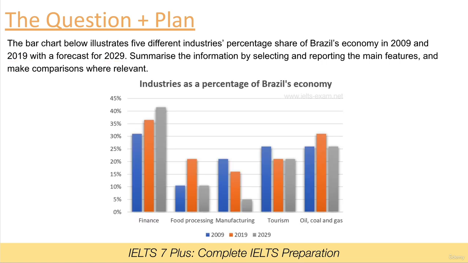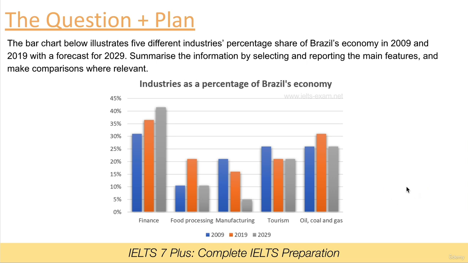Okay, so let's bring in the bar chart itself. Here we go. On the x-axis here, we have the industries. We have finance, food processing, manufacturing, tourism, oil, coal and gas, sorry. Okay, and then on the y-axis, we have the percentage. So it goes from 0 to 45%. And then the different coloured bars here refer to the different years. So blue for 2009, orange 2019, and then the future year in grey.